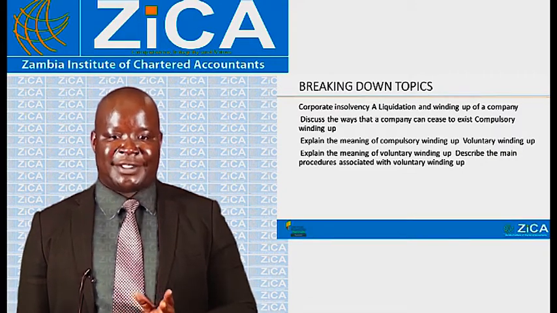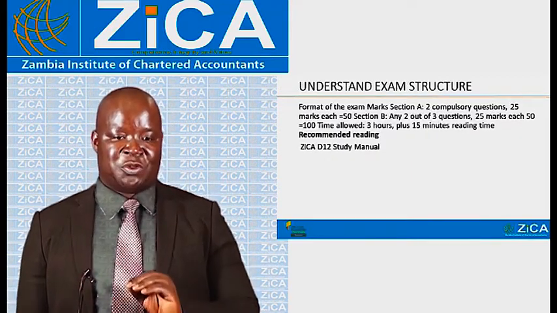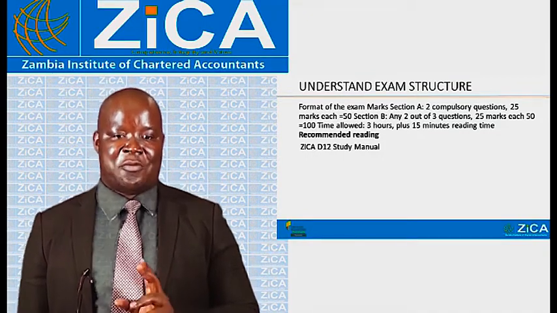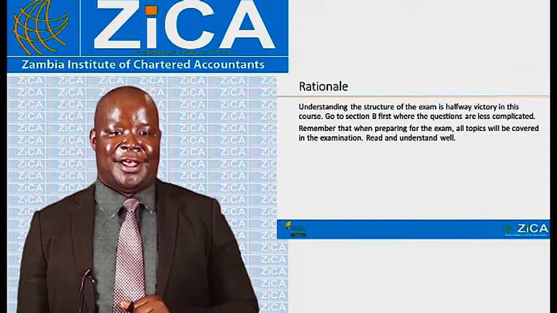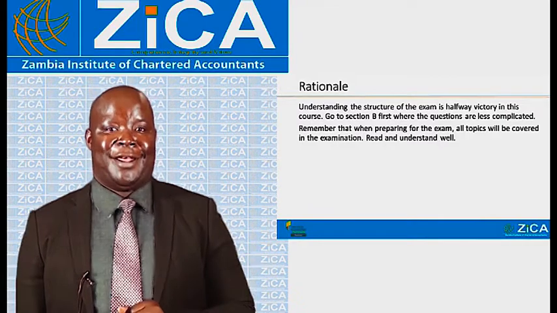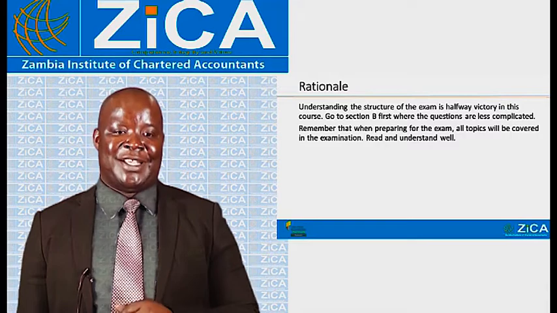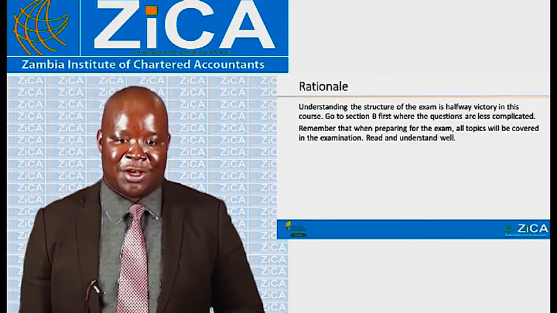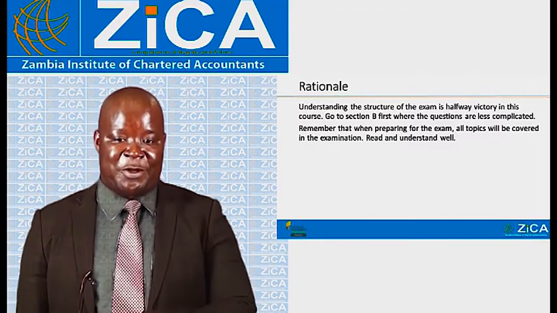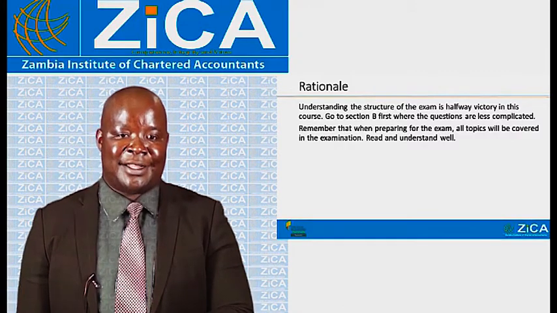The format of the exam marks, okay, is already there for you. Okay? Follow the instructions which are given to you. And I expect you to read the Zika DA12 study manual back to back. Okay? The rationale, why then should you read the Zika manual back to back? That is your compass for your examinations, colleagues. And understanding the structure of the exam is halfway victory in this course. Go to section B first, where the questions are less complicated. Remember that when preparing for the exam, all topics will be covered in the examination. Read and understand them well.